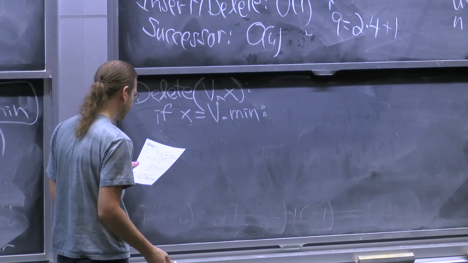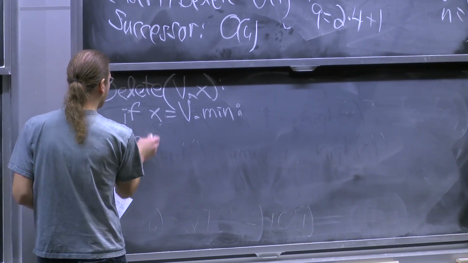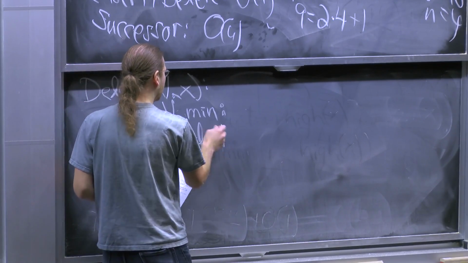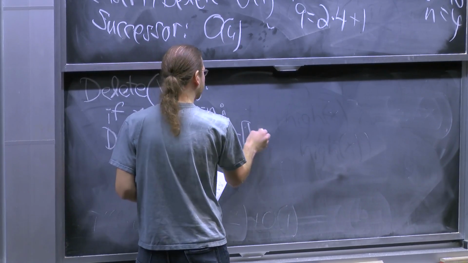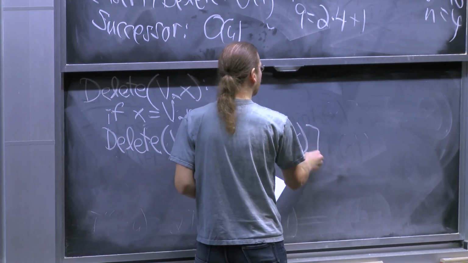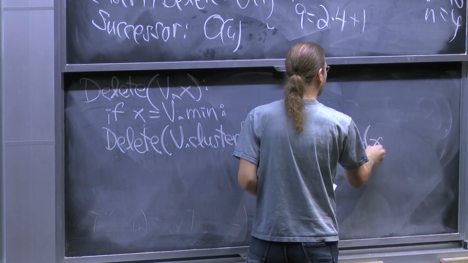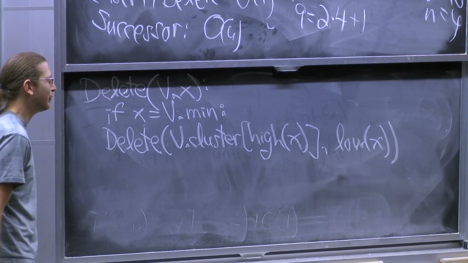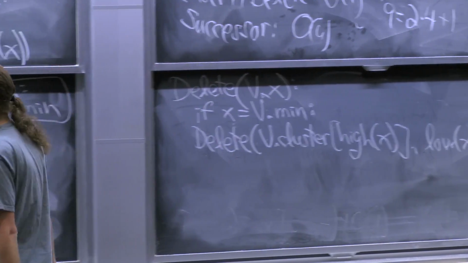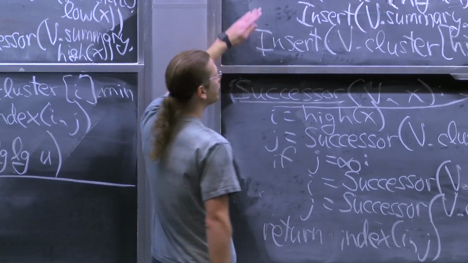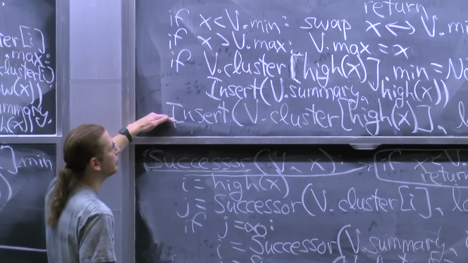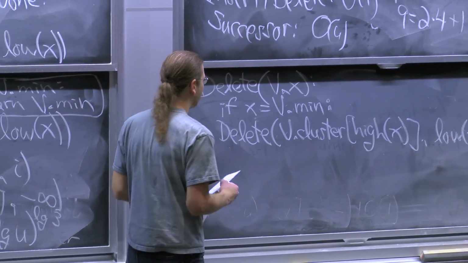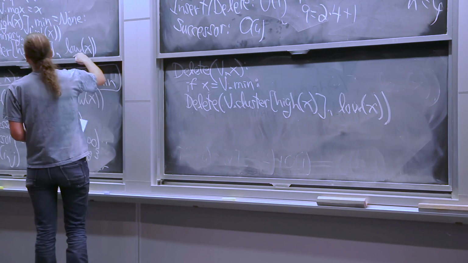Let's get to the bulk of the code, which is we're going to delete low of x from cluster high of x. That's the obvious recursion to do. This is essentially the reverse of insert over here. The first thing we do is undo this. In all cases, insert was doing that. So in all cases, delete has to do that, other than the special case of the min. And then we need to do the inverse of this.